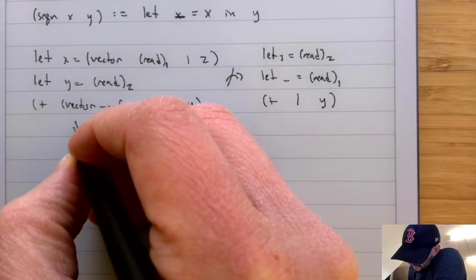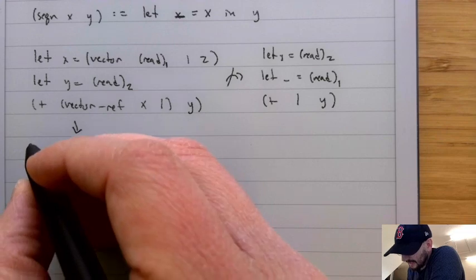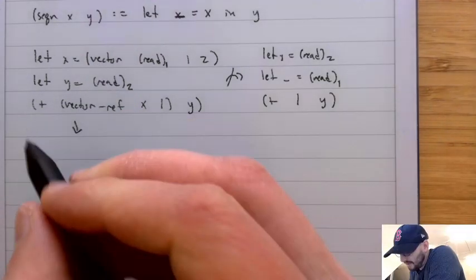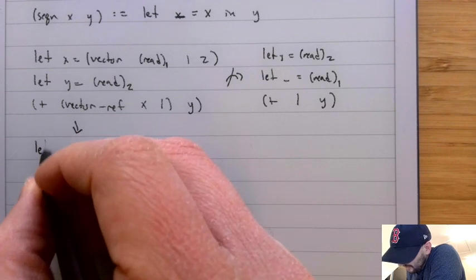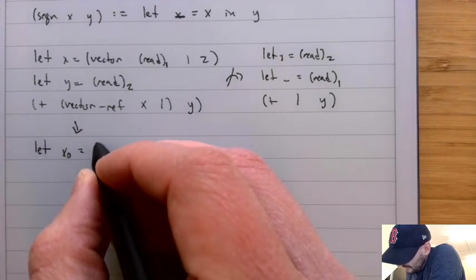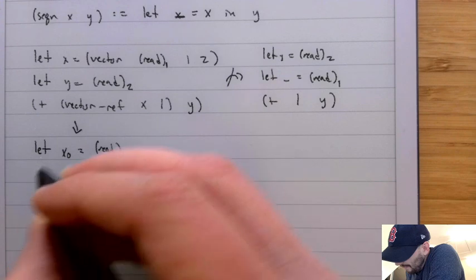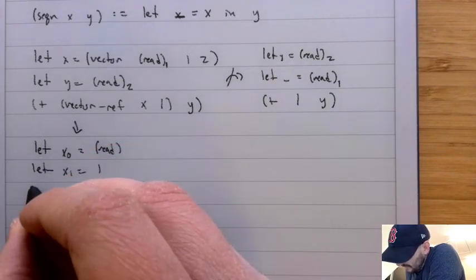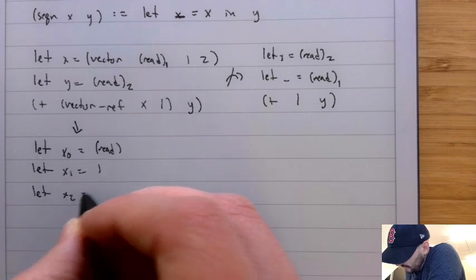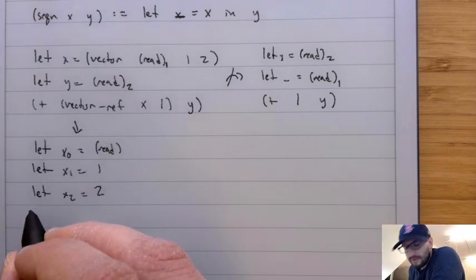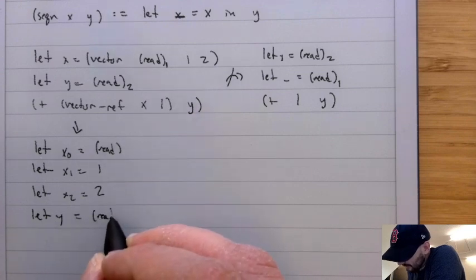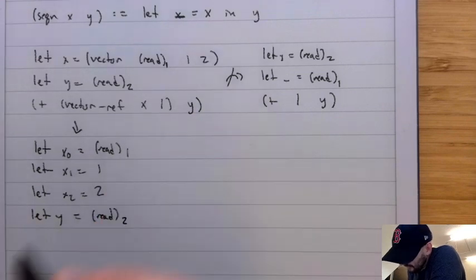Instead, what you would need to do is something like this. You could basically say, when we see that a vector is never modified, we'll change it into let x0 equal read, let x1 equal 1, let x2 equal 2. Then we have the rest of the program, let y equals read. And I'm going to label these reads. By the way, this is read number 2 and this is read number 1.